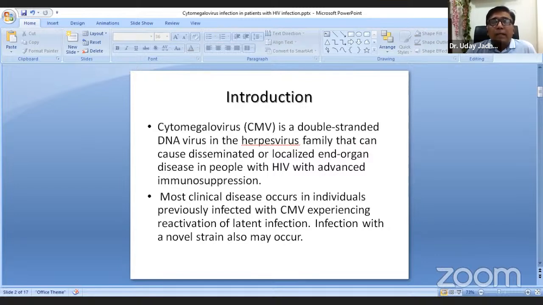They can be in the body, disseminated or localized, and also cause various end organ diseases in people with HIV and advanced immunosuppression. Most clinical disease occurs in individuals who were previously infected with CMV, through reactivation of the latent infection. The infection can also be a novel strain, and therefore we should always consider what kind of exposure one person had to CMV. CMV generally occurs in people whose CD4 is less than 50 cells per ml.